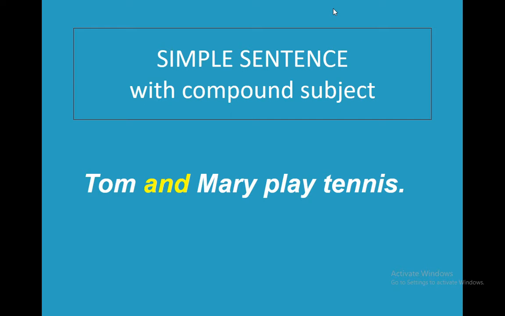Sometimes we have two subjects for the same sentence, like Tom and Mary play tennis. It doesn't change anything. It's still a simple sentence because it has one complete thought. Sometimes we can add one or more subjects to the same sentence, but it's still a simple sentence.